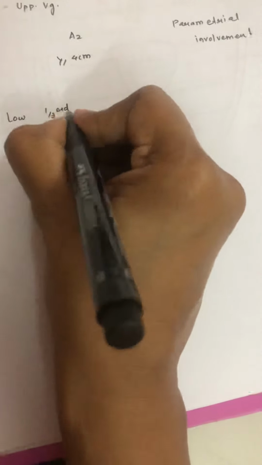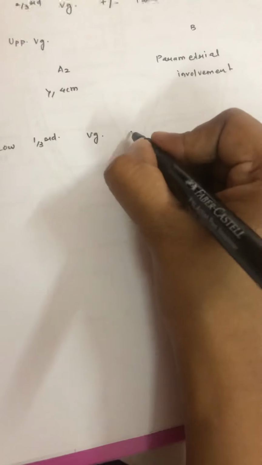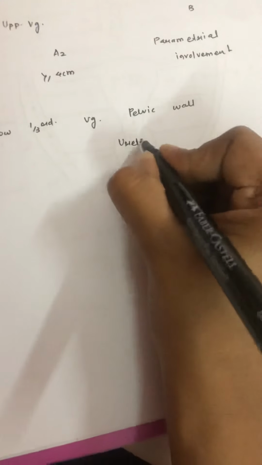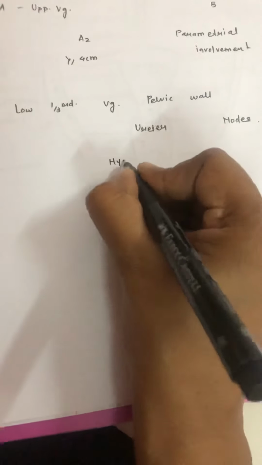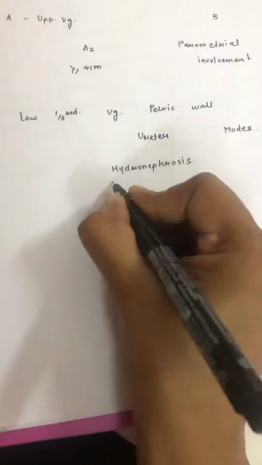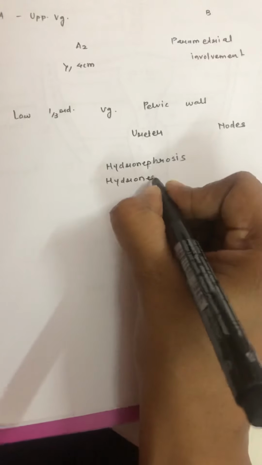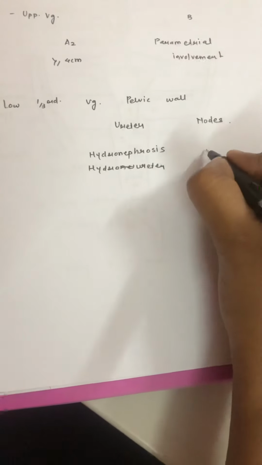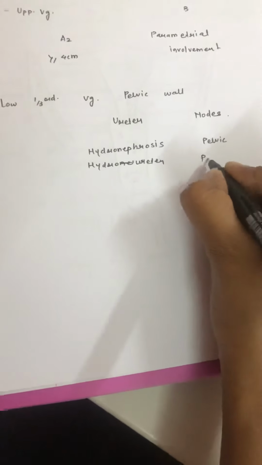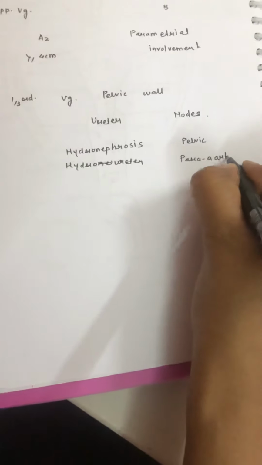Simple. Now stage 3. What was in 3? Lower 1/3 of vagina, or they said the pelvic wall. What is in the pelvic wall? We have the ureter and our nodes. So if the ureter is involved, there will be hydronephrosis and hydroureter. Definitely if the ureter is involved, there will be hydroureter which will lead to hydronephrosis, and if lymph node is involved, firstly pelvic lymph node will be involved followed by para-aortic. So this is a disaster.